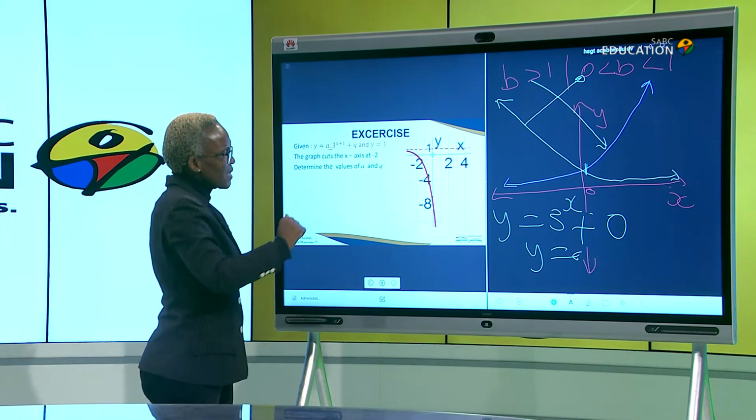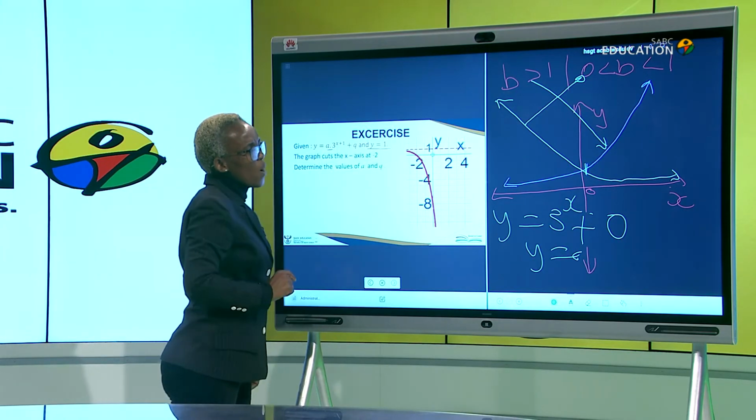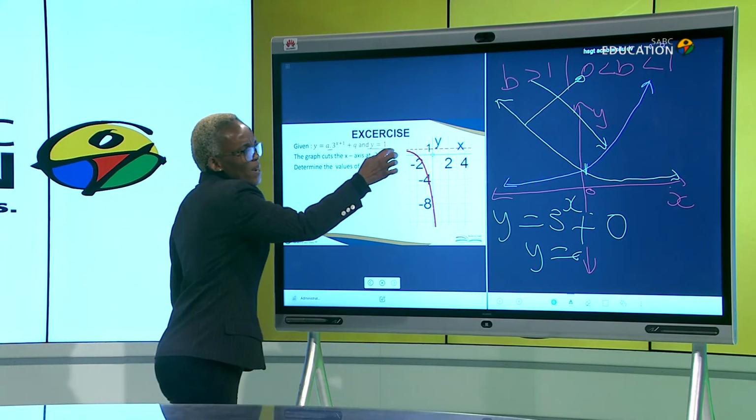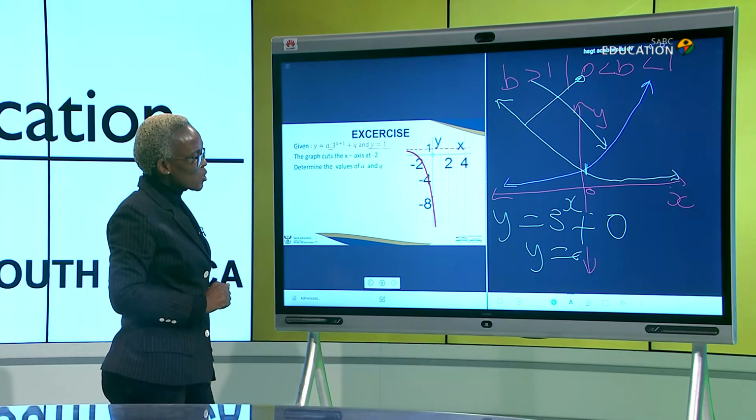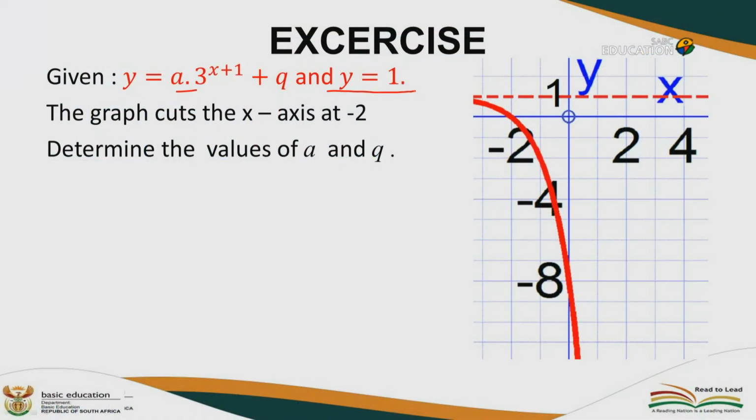And what is it that is given? I'm given that y is equal to 1. So what is y? It's my asymptote, and my asymptote is 1. So which means it's q. Remember, we said q gives us the asymptote. So my q is 1. So it's my horizontal asymptote. And then we can see our b was 3.